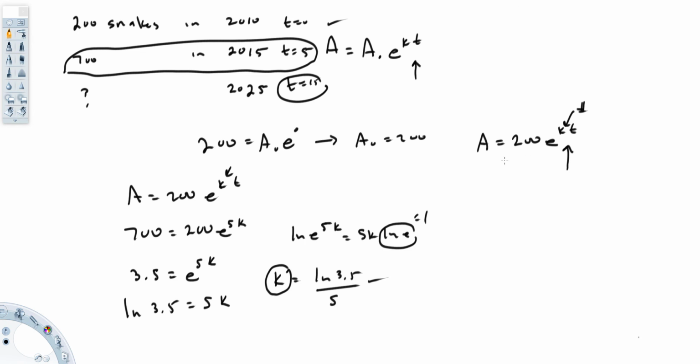The other thing we could do if we wanted to is maybe somebody said, oh, well, at what year will we have, say, 1,000 snakes? Well, then what you would do is you'd put 1,000 here and then solve this for t. So that's pretty much how you apply the exponential growth model.